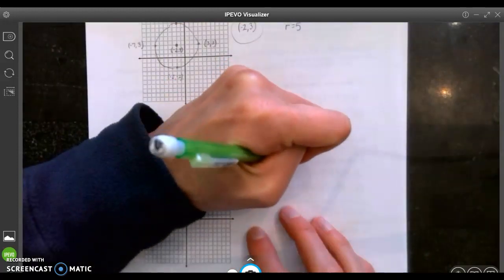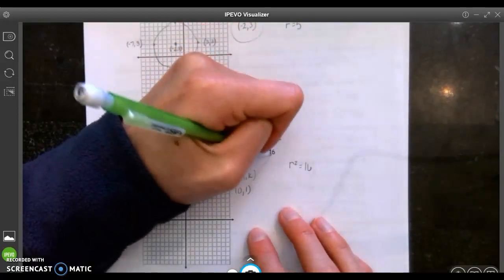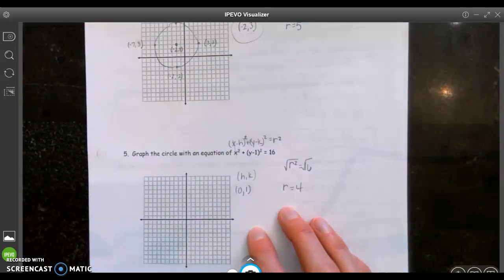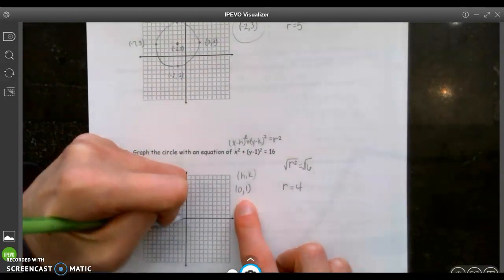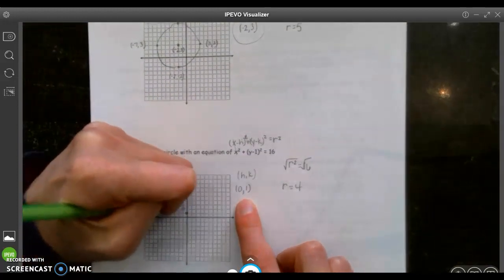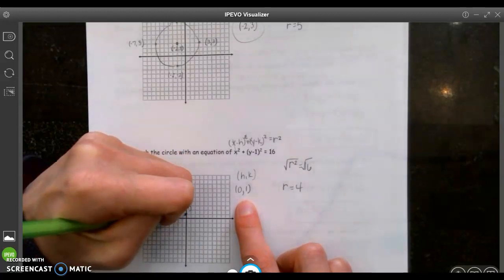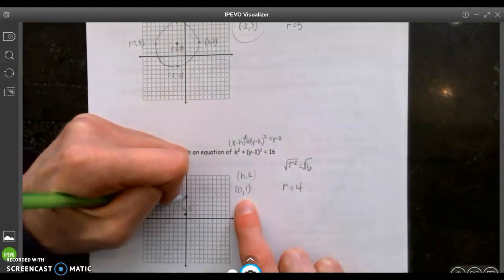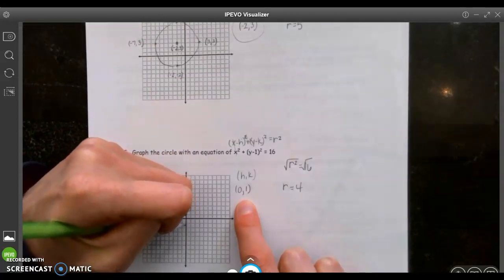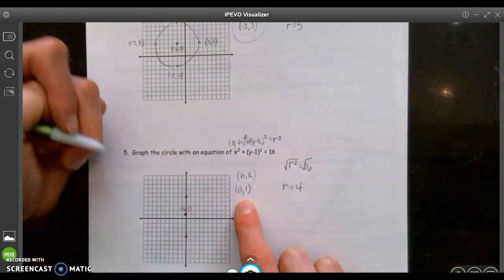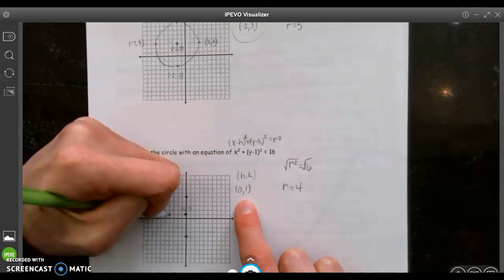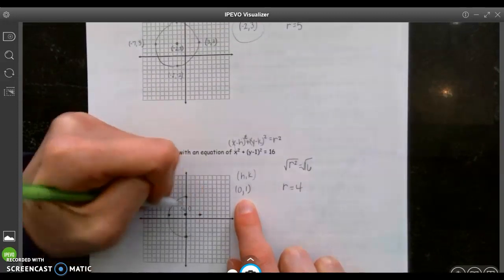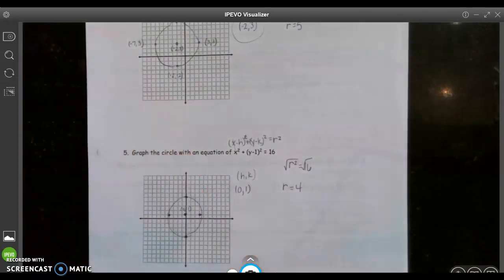My radius, again, is radius squared equals 16. So I want to square root both sides, and my radius is 4. So I'm going to graph this point, 0, 1. There's that point, 0, 1. That's my center. I'm going to go up 4, down 4, left 4, right 4, and there is my circle.